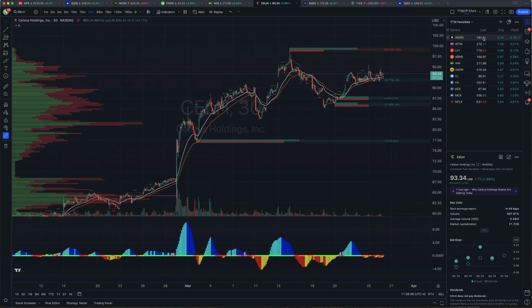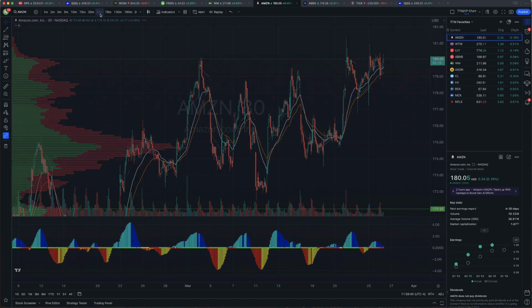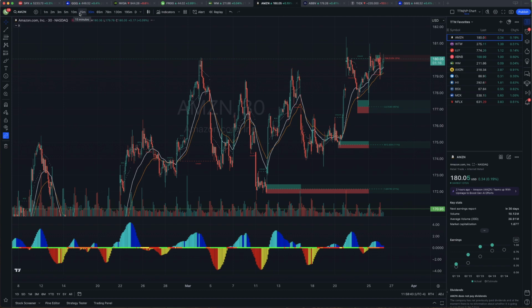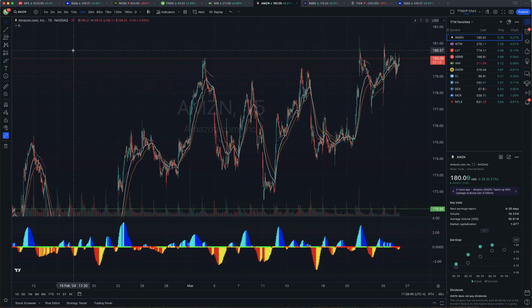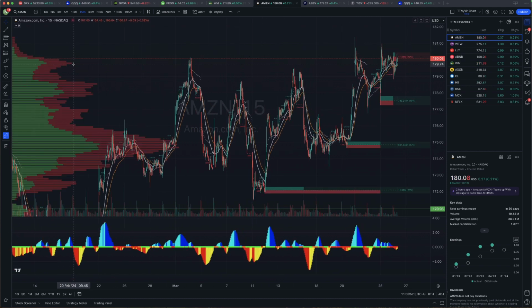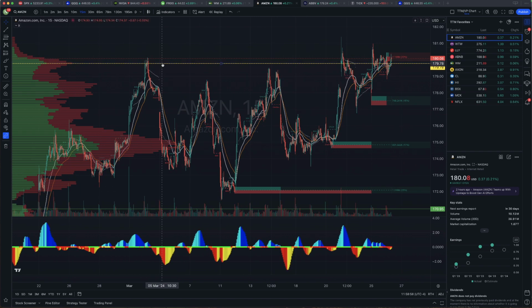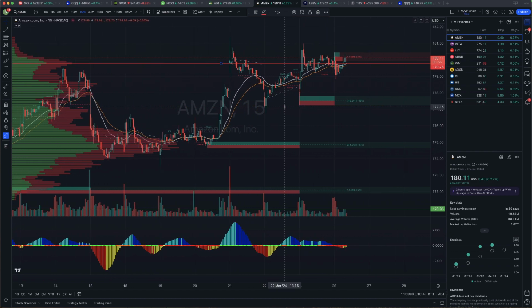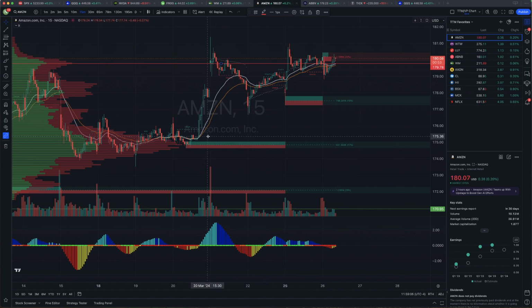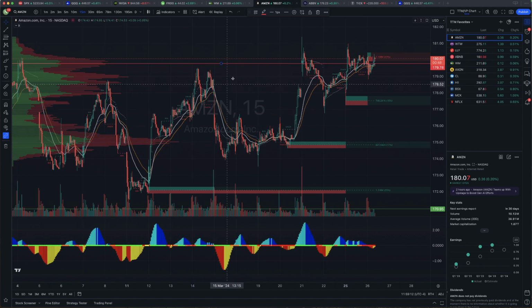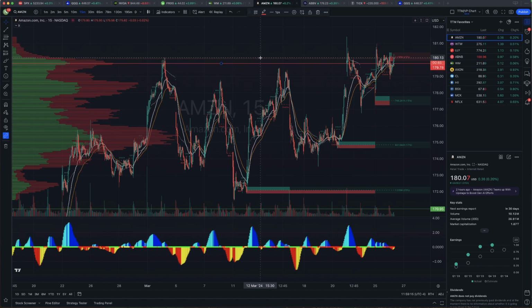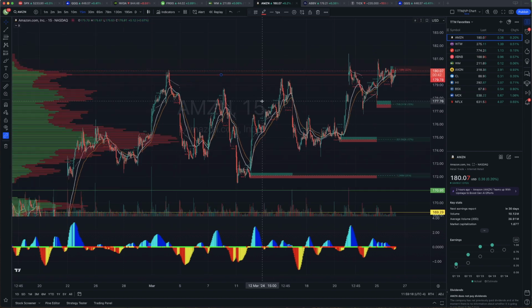Okay, so let's mark some of these up. Let's check out Amazon. God, Amazon looks amazing. But let's see if we can find an entry spot. I'm going to mark that up using volume profile there. And a nice move off of the bottom there. God, this thing looks just ready to go.